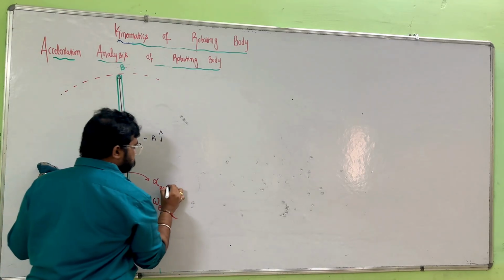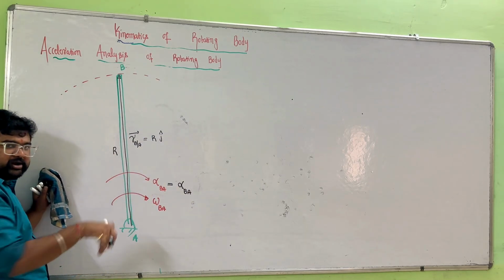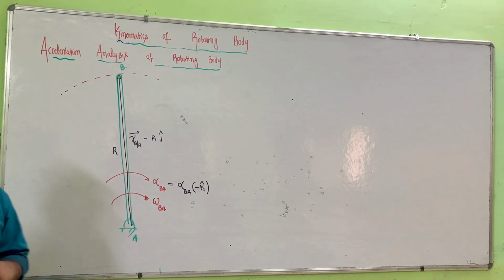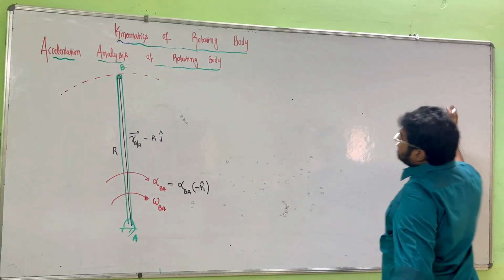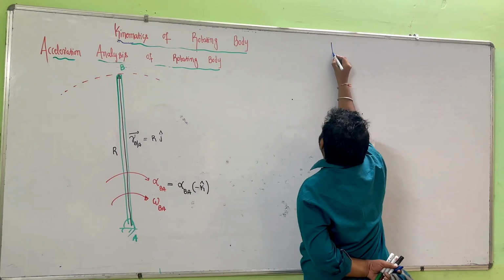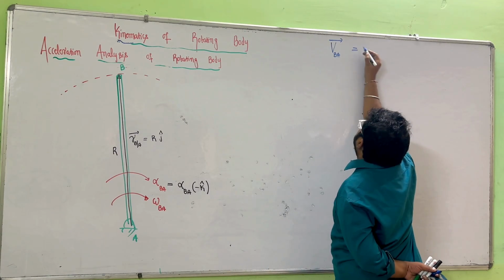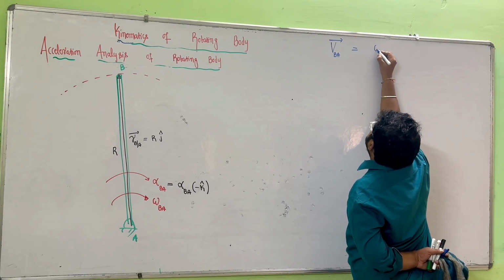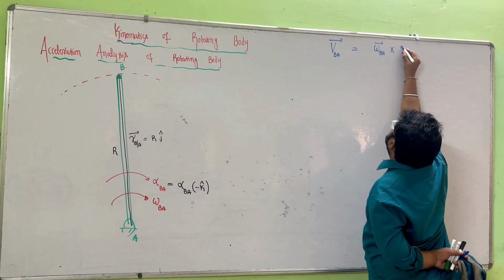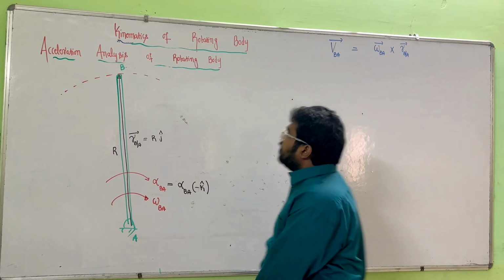Alpha BA equal to how much? Plus K cap or minus K cap? Minus K cap. Clear? So it will come. The entire discussion came from velocity. What is the velocity V bar? Velocity at point B with respect to point A equals omega BA bar crossed with R bar. This is A. Understood?